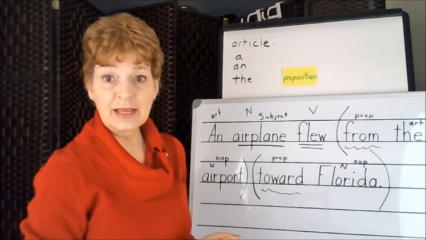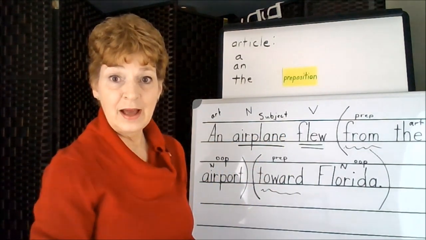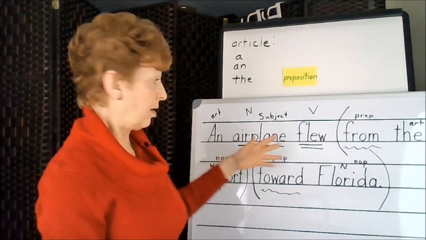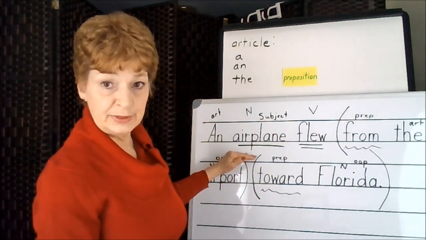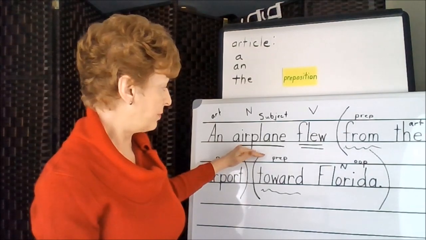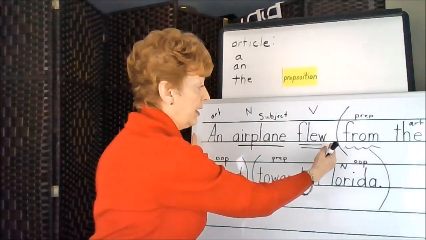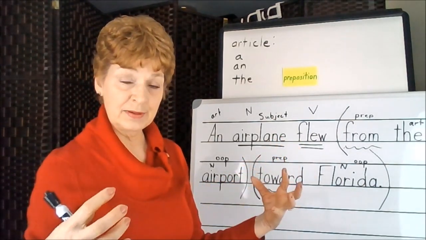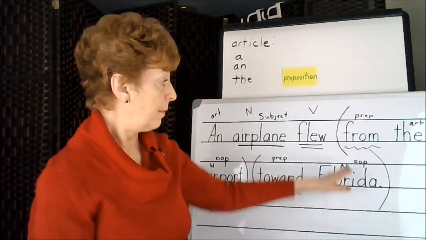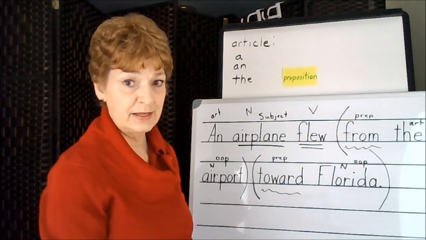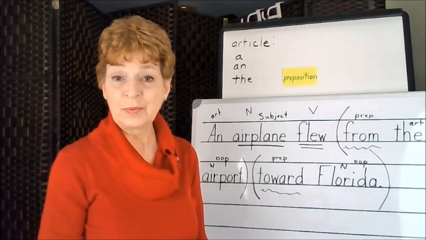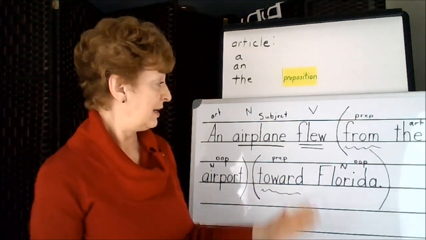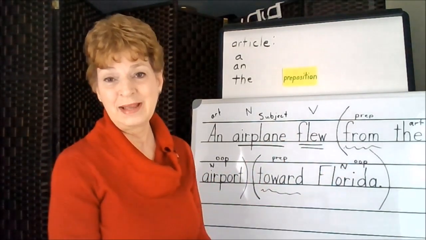Prepositional phrases can really elongate a sentence. We've taken a three-word sentence, an airplane flew. That is a complete thought. We have a subject and a verb in this much of the sentence. But we can elongate and make our sentences much more sophisticated by adding in those prepositional phrases. So if your child has a word count, prepositional phrases are very, very often used to make the sentence longer.